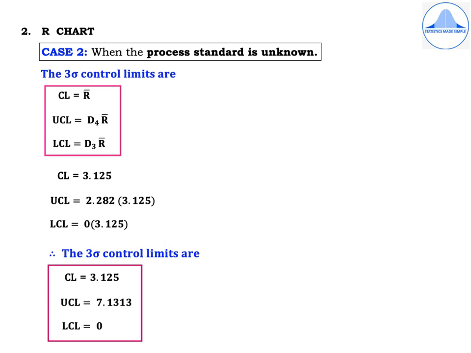So either the X bar chart or the R chart can be asked as a five marker.